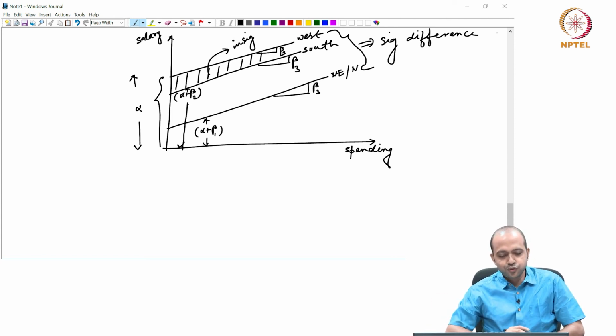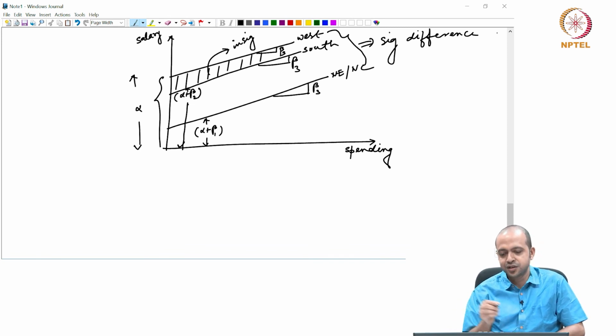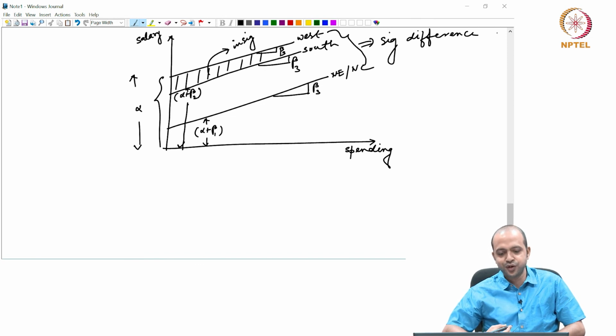Okay. So, once the value of alpha is given, you can easily calculate the mean salary of this, given a specific value of public spending. Okay. This is how you have to interpret the coefficients.